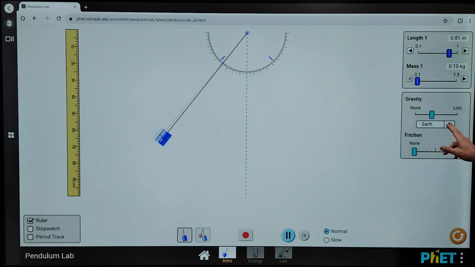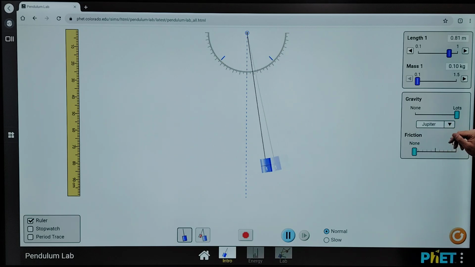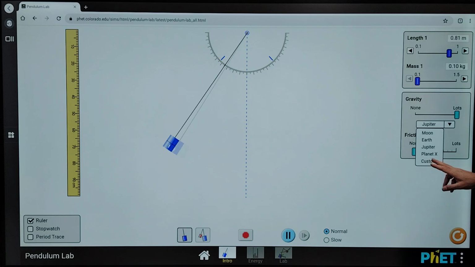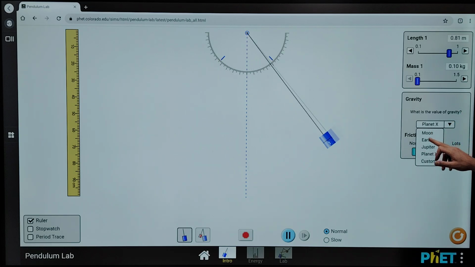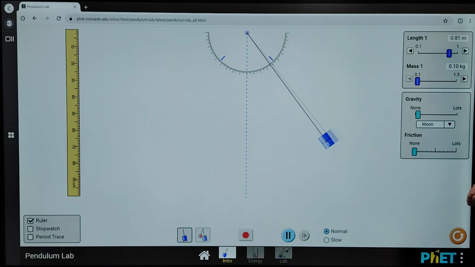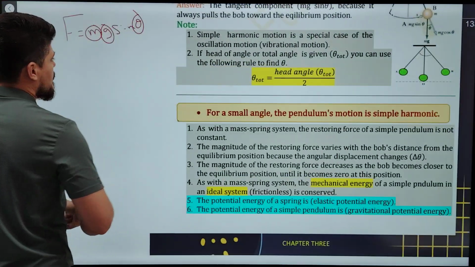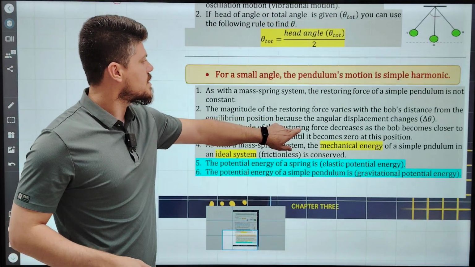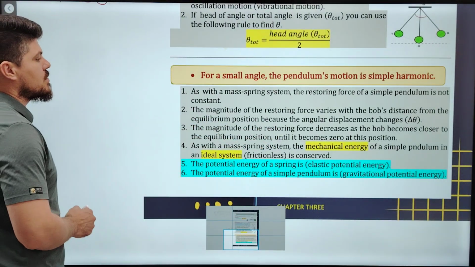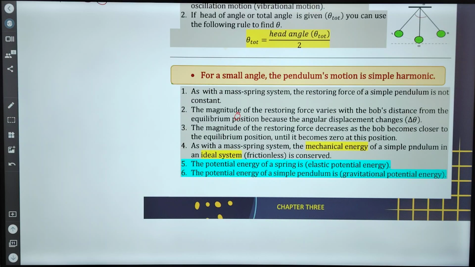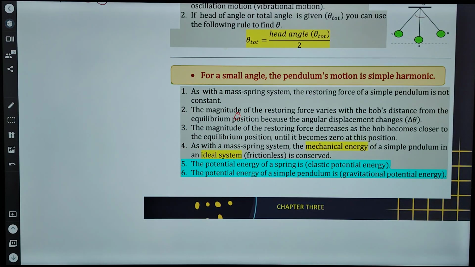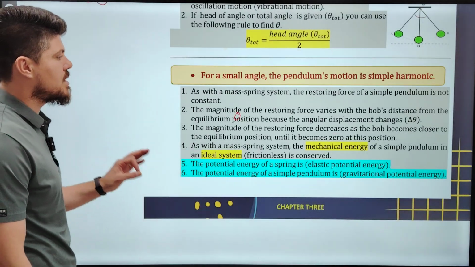Okay? With gravity also, for example, on Jupiter, it has more weight, more gravity, more restoring force. But on the Moon, it has less restoring force. Why? Because the Moon has less gravity than Earth, so the restoring force on the Moon is less than the restoring force on Earth in a given pendulum. Okay? The magnitude of the restoring force varies with the bulb's distance from the equilibrium position, which is theta, because angular displacement changes. The magnitude of the restoring force decreases as the bulb becomes closer to the equilibrium position until it becomes zero at this position.